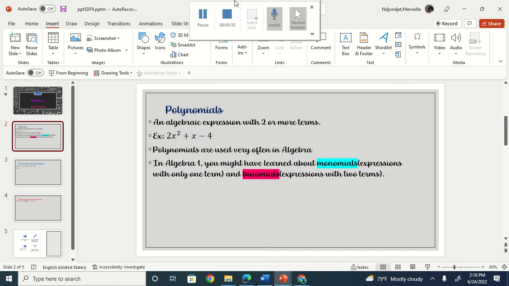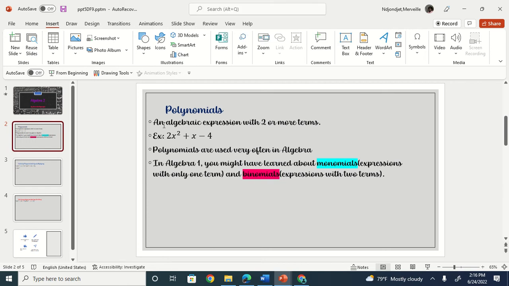So this is Merveille Junjet, and if you watched the last video, you might have seen me define polynomials, which is an algebraic expression with two or more terms. And polynomials are used very often in algebra. And in Algebra 1, you might have learned about monomials, expressions with only one term, and binomials, expressions with two terms. So in the last video, we learned about adding and subtracting polynomials. Now we're going to learn about multiplying and dividing polynomials.